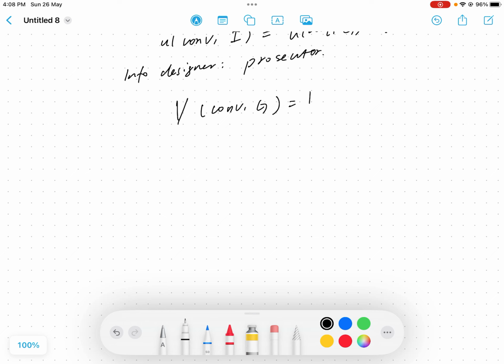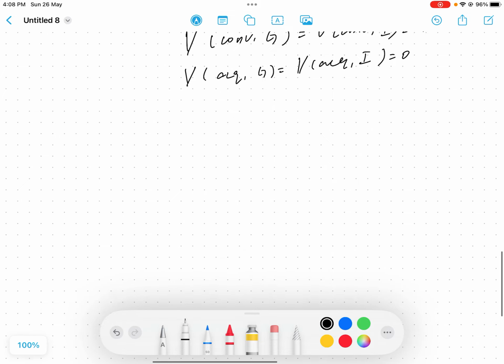So convict, G or I, both give 1. Otherwise, acquit gives 0. Okay. So those are just the background of this game.